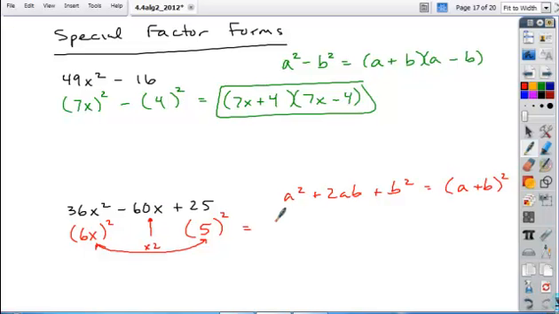Yes. So what that means is you have a binomial square, the first term of 6x, a last term of 5, and the sign for this is always going to be whatever the sign of your middle term is, so a negative. And so those would be the special factor forms as they would apply if your leading coefficient is something other than a 1.